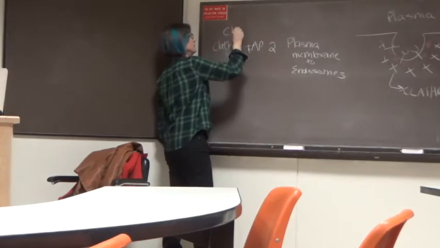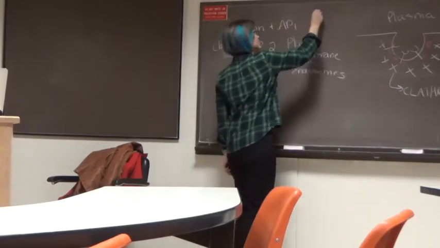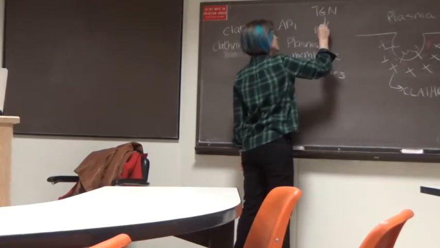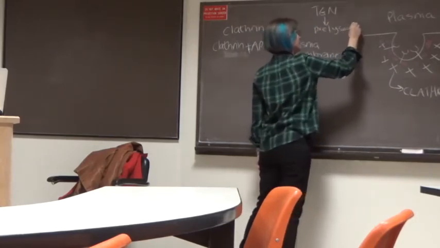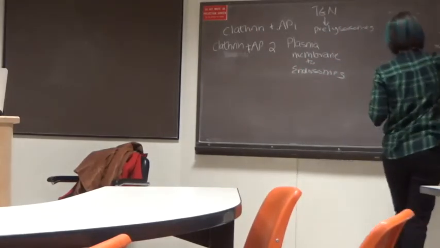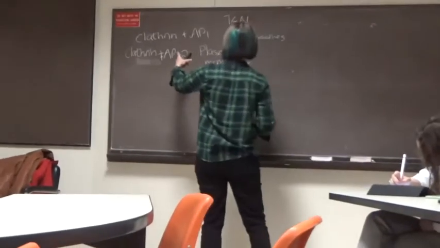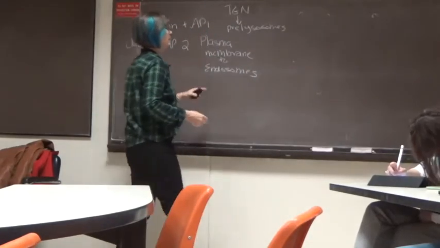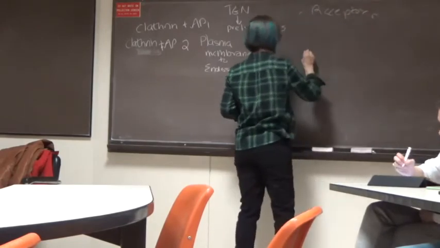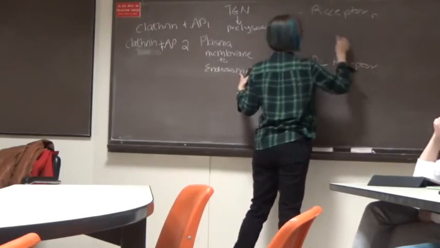Yeah, clathrin plus AP1 goes from the trans-Golgi network to pre-lysosomes. So that's the coat protein, that's where it goes. The receptors, we've covered one of those a little bit, the LDL receptor, is here. We'll later cover this receptor.